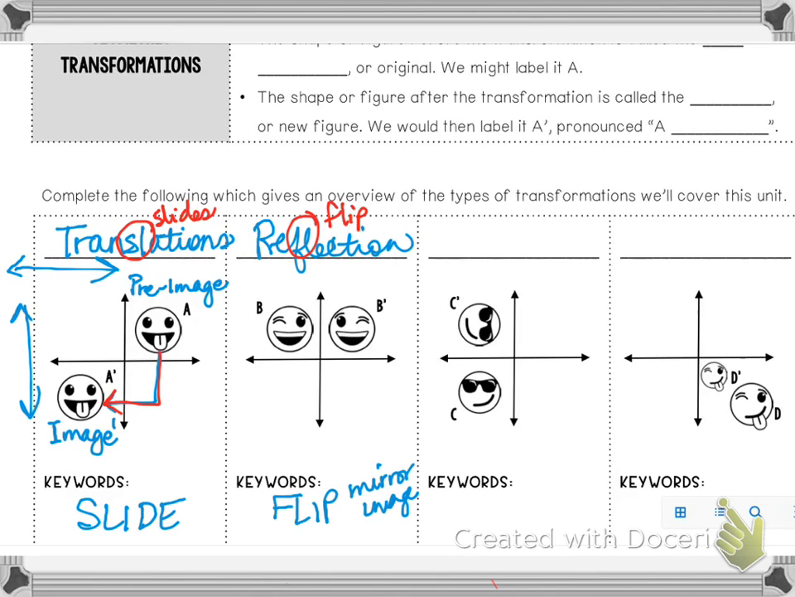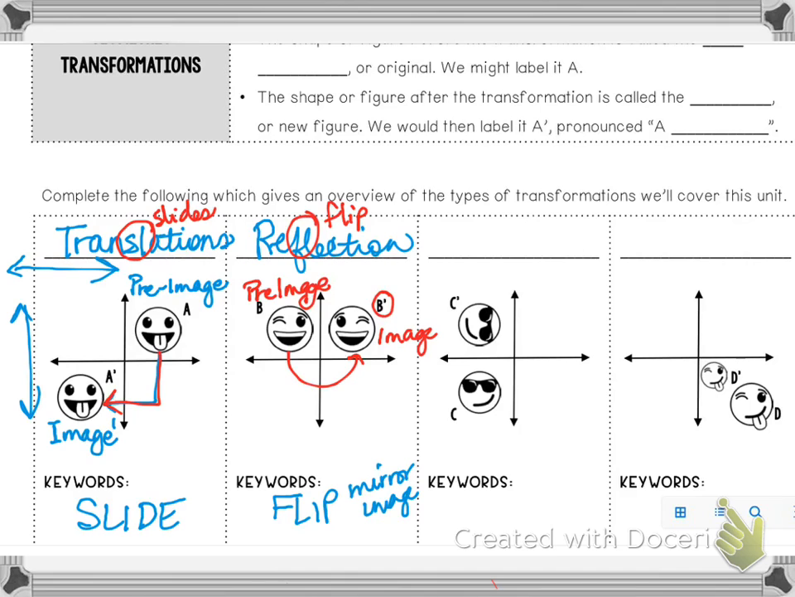All right, so we're going to look at our image names to figure out which one is the pre-image and which one's the image. So this one right here is the pre-image. So it looks like it has flipped over the y-axis. So we have done a flip from quadrant 2 into quadrant 1. So this one right here is the image. And if you'll go ahead and label that in your notes.